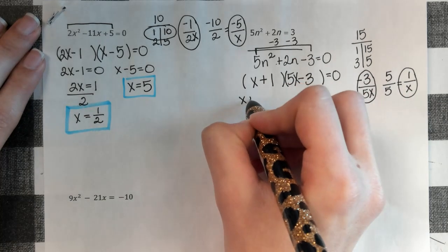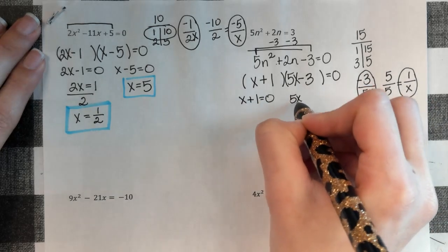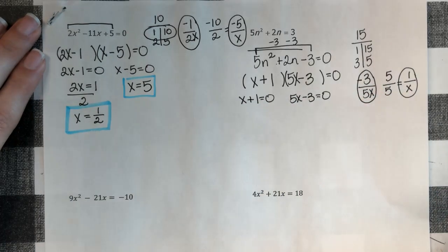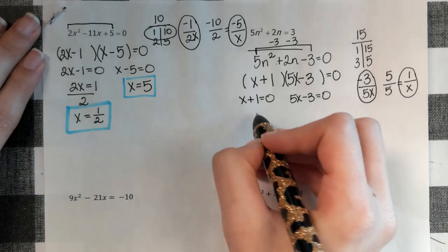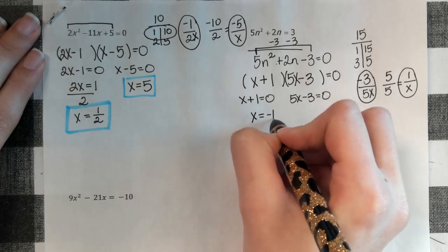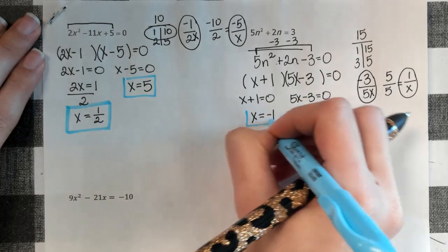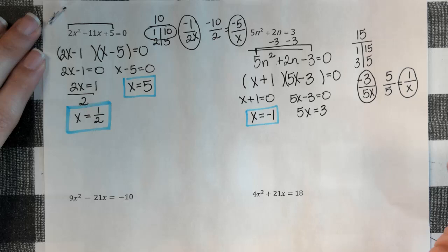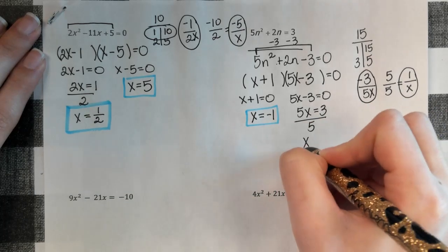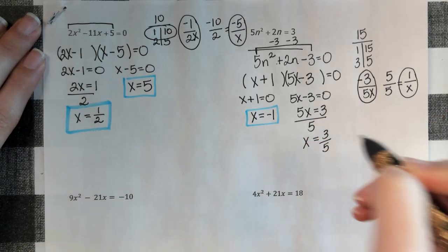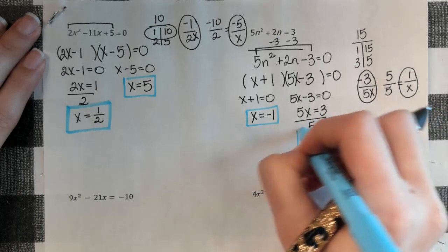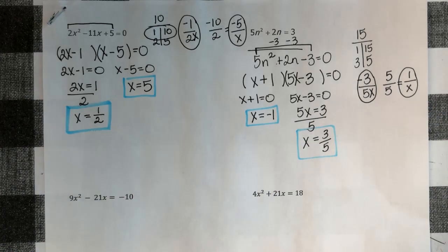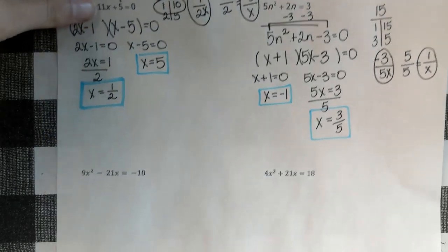So then I set x plus 1 equal to 0 and 5x minus 3 equal to 0. Subtract your 1 and x equals negative 1. Add your 3, 5x equals 3. Divide by 5 and x equals 3 over 5. Really should have been an m, not an x. My bad. Stick with the variable that you're given. Okay.